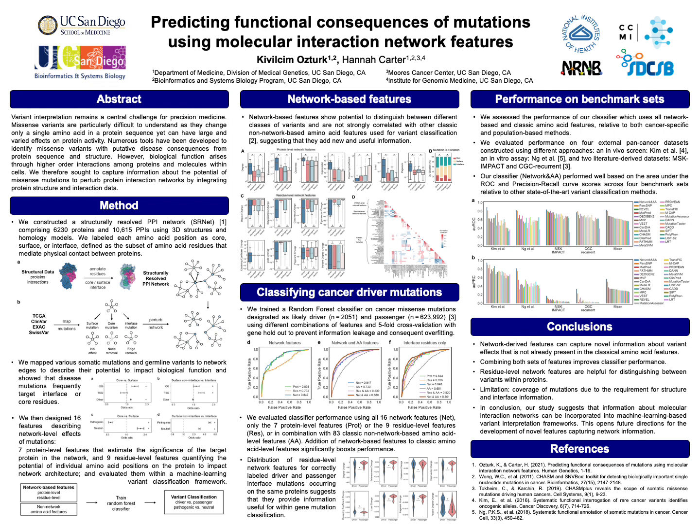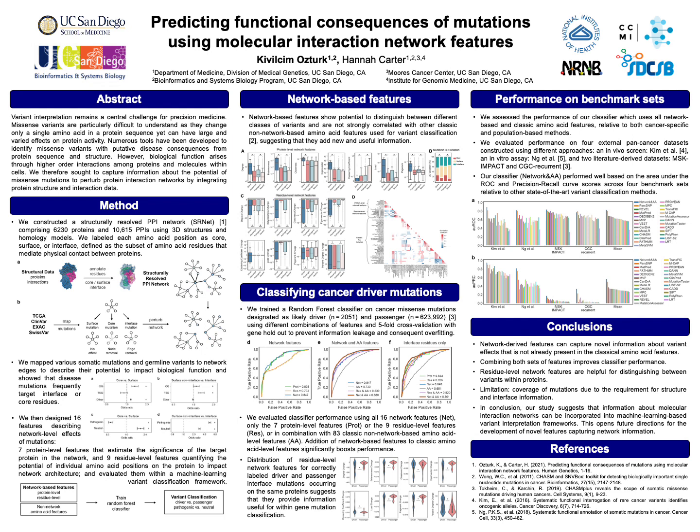We labeled each amino acid position as core, surface, or interface, defined as a subset of amino acid residues that mediate physical contact between proteins. We mapped various somatic mutations and germline variants to network edges to describe their potential to impact biological function and show that disease mutations frequently target interface or core residues.